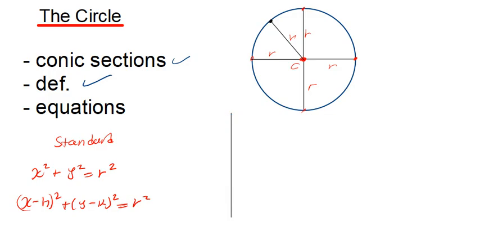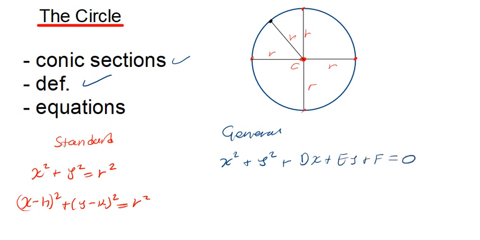Now let's look at the general equation of the circle. The general equation of the circle can be written in the form x squared plus y squared plus dx plus ey plus f equals 0. This is the general equation of the circle. What's the difference between these two? From the general equation of the circle, you can get your standard equation of the circle, and from the standard equation you can also reverse it and get the general equation.